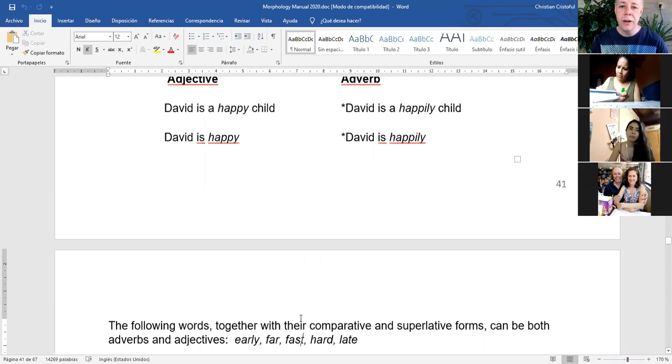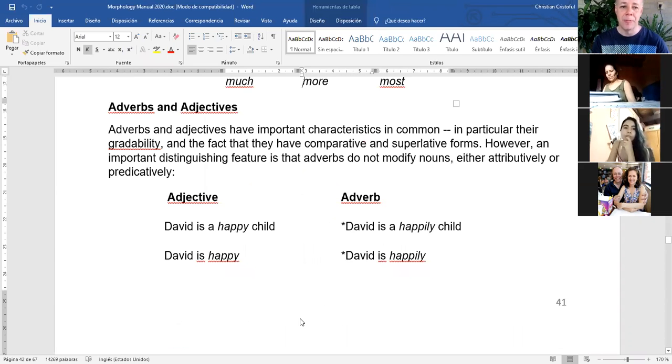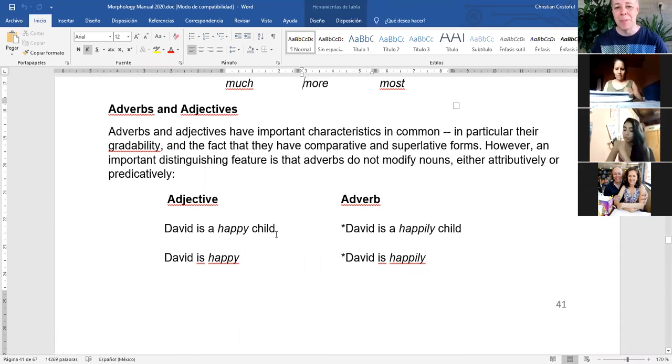So here you have an example. David is a happy child. Happy is an adjective. Why? Because it is describing a noun, child. David is happy. Here, happy is also an adjective because it is describing David. David is a noun. A word that describes a noun is called an adjective.